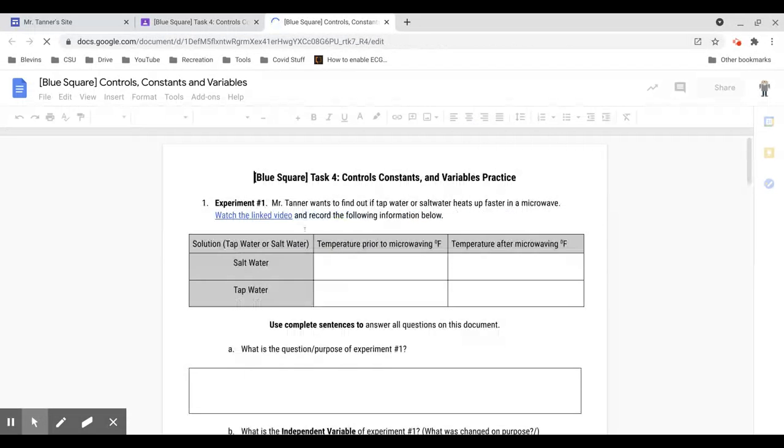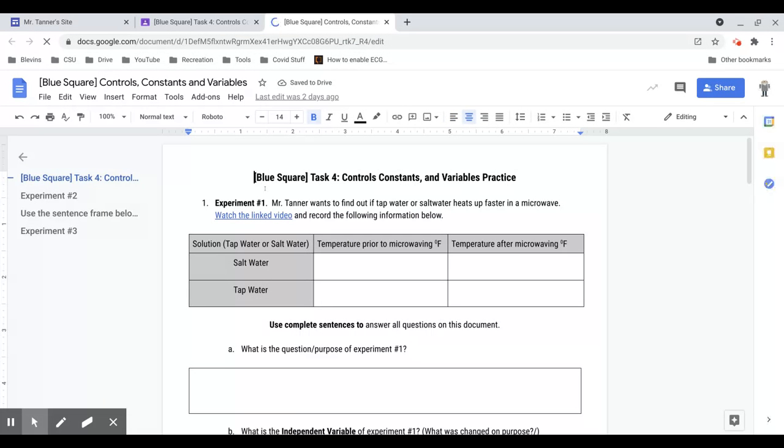So when we open up this document, there's 3 different experiments and questions that go along with each experiment. Experiment number 1 is one that I actually normally conduct in a classroom. However, since you're learning at home, you can't watch me do the video, so I've recorded myself doing the video. So watch the linked video and record the information below. You're going to record the temperature of the salt water cup and the tap water cup before I microwave them. And then you're going to record the temperature after I microwave them. And that was all included in the video.